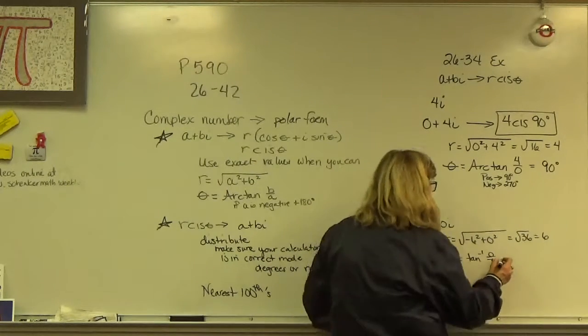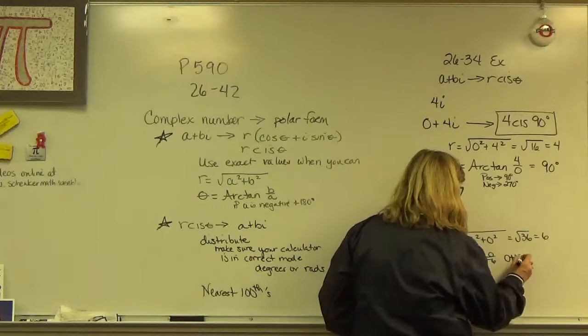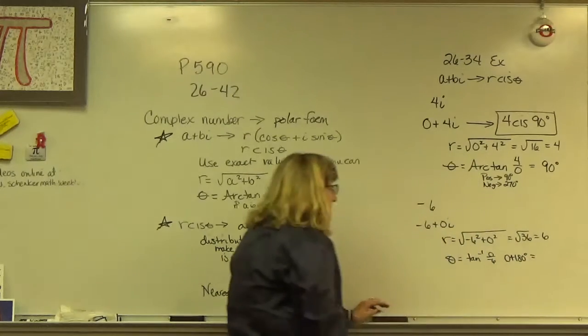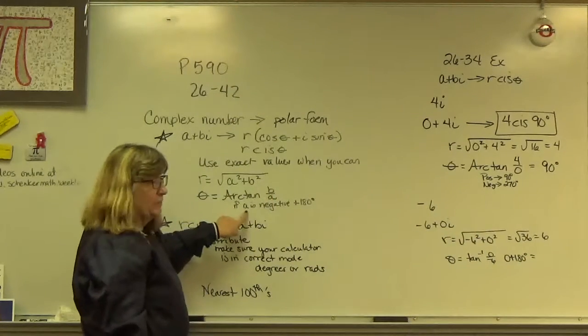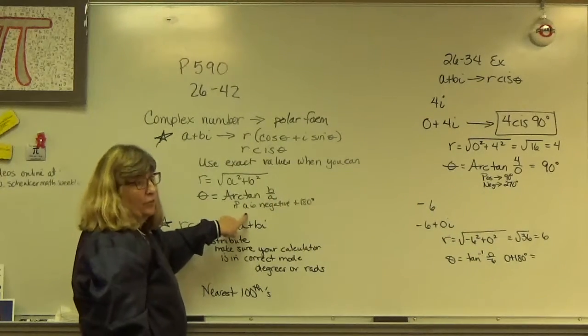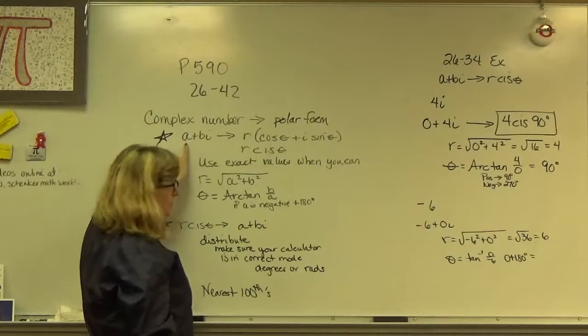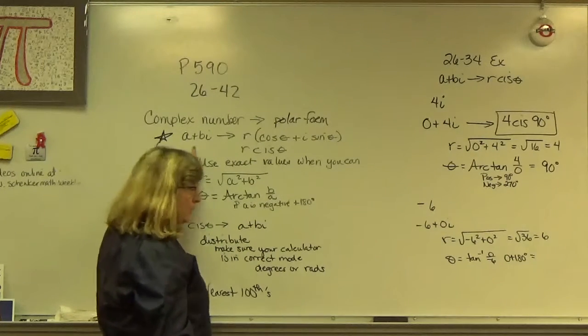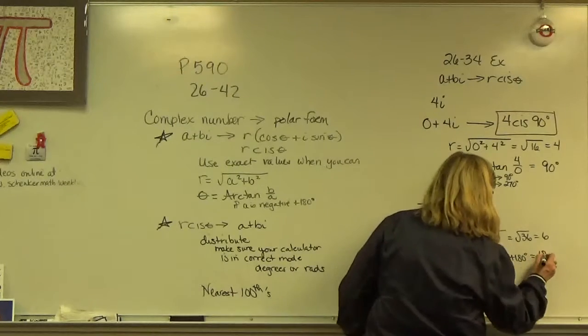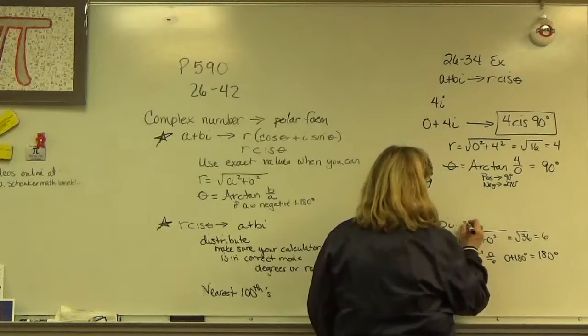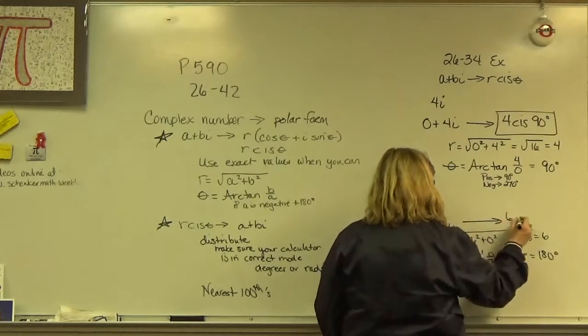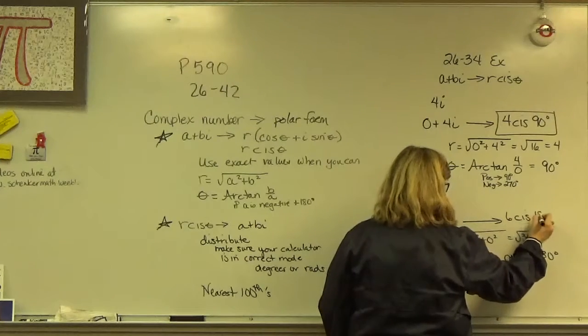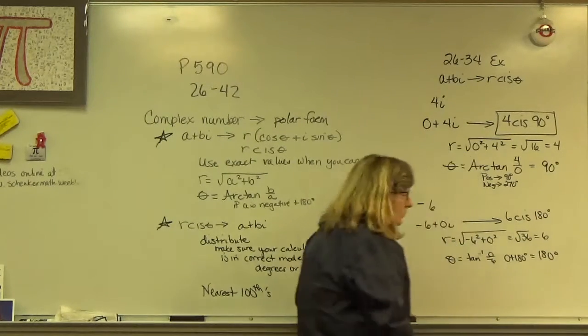So we don't have to add 180? You do add 180. Why do I add 180? Because you add it after. Anytime the a is negative, anytime you see that very first term is negative, you're going to add 180 no matter what. So this ends up being 180. So the answer for this one is 6 cis 180.